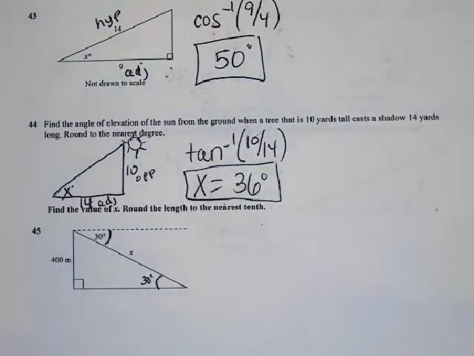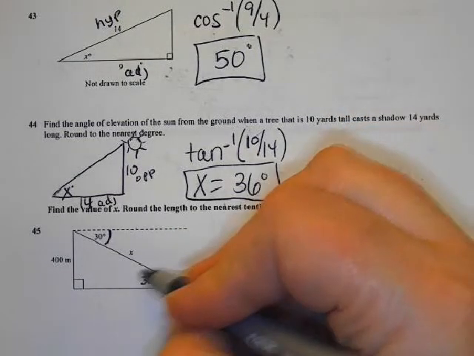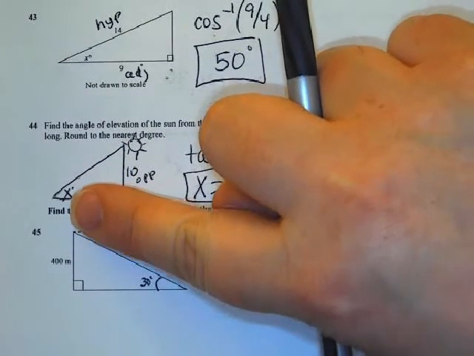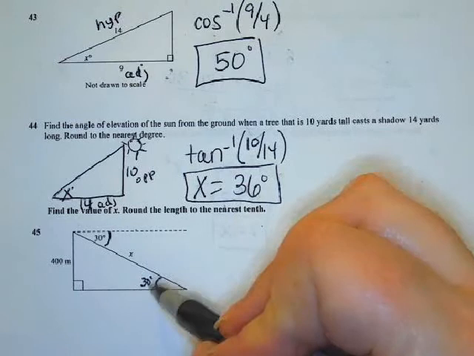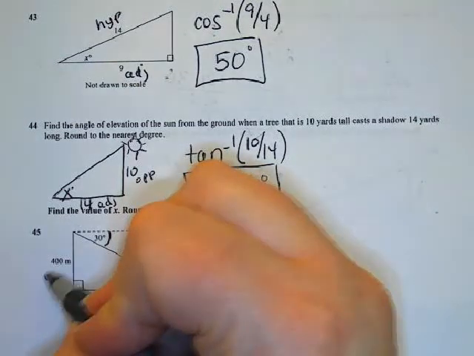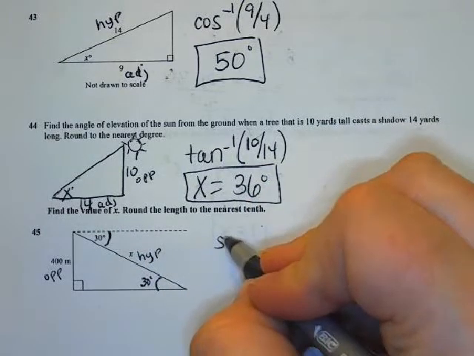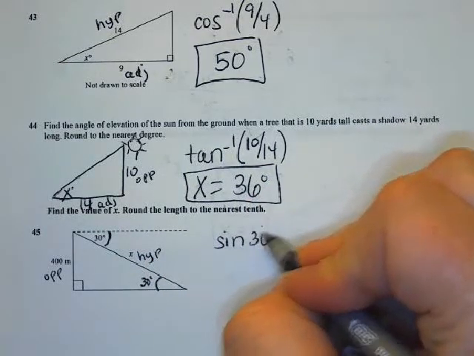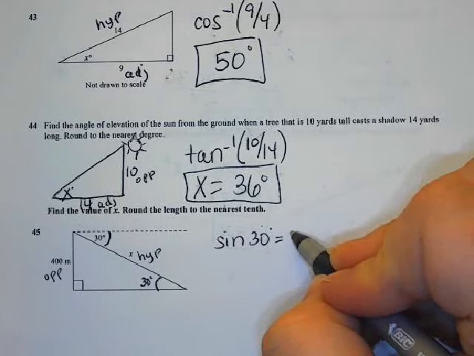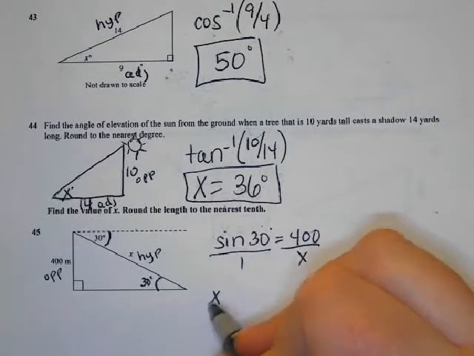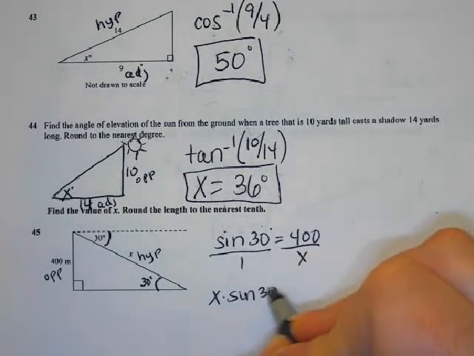Now I'll just look at this bottom triangle. Compared to 30 degrees, 400 is the opposite, and x is the hypotenuse. So we have the sine of 30 degrees is equal to opposite over hypotenuse. So I put sine of 30 over 1, and I cross multiply. X times the sine of 30 is equal to 1 times 400, or 400. And now, in order to get x all by its lonesome, we'll divide by sine of 30.